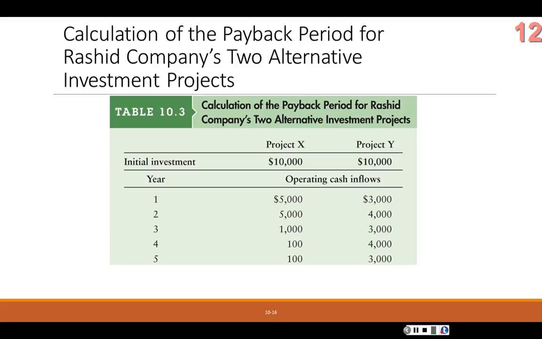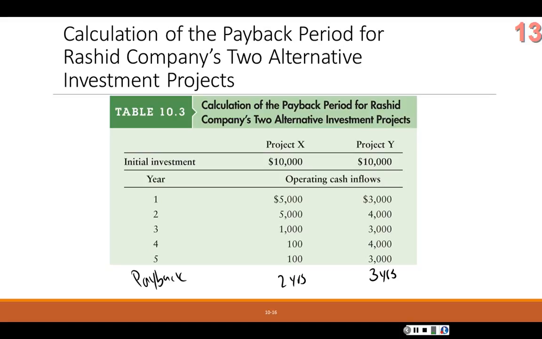A second problem. Here we have two projects, Project X and Y. They both cost $10,000. Project X returns $5,000 in year 1 and 2. So the payback period for Project X is 2 years. 10,000 minus 5,000 minus 5,000. That's 2 years to recoup your initial investment. With Project Y, they receive $3,000 in year 1, $4,000 in year 2, and $3,000 in year 3. So $3,000 plus $4,000 plus $3,000 is $10,000. So it takes 3 years to recoup your initial investment with Project Y.